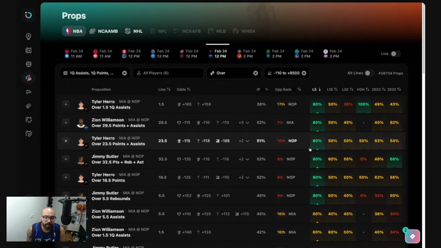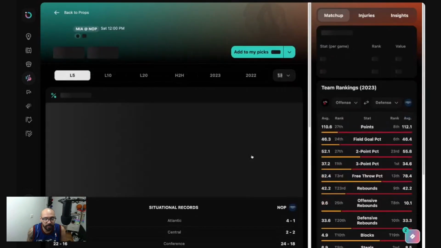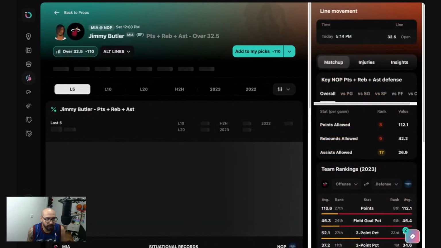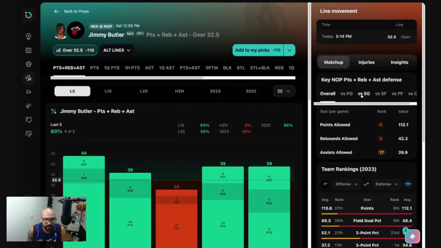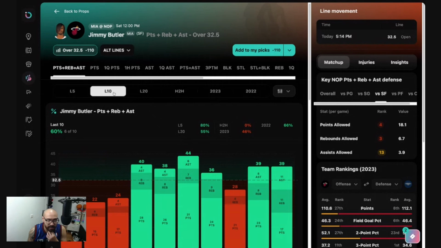What else is there if we're looking in the last 5? Jimmy Butler, looking at his PRA, 32.5 is the line. He's covered this in 4 out of his last 5 games. The matchup is a difficult one, so you probably pick up Herb Jones. Last 10, he's covered in 6 out of his last 10. So really, he's covered this in 6 out of his last 7 games. So his recent form is very good.